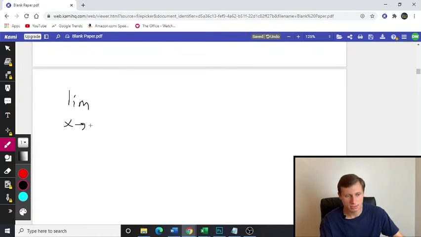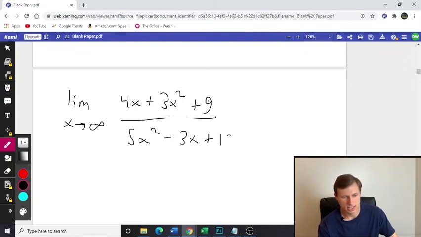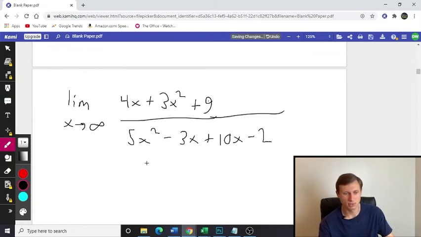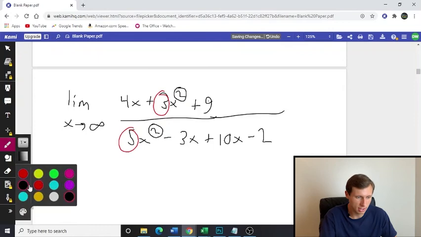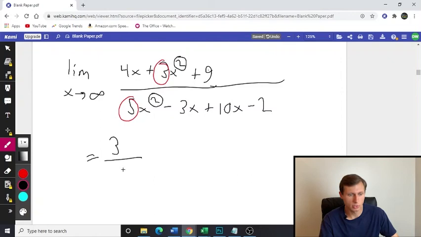Limit as x approaches infinity of 4x plus 3x squared plus 9 divided by 5x squared minus 3x plus 10x minus 2. And I can throw in as many x terms as I want, and it really doesn't matter. All that matters is the leading degree here. It's 2 and it's 2, which means we're looking at the coefficients 5 and 3. And so our final answer is going to be the coefficient of the numerator, which is 3, divided by the coefficient of the denominator, which is 5. It's just going to be 3/5.